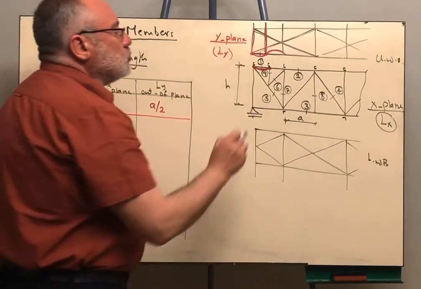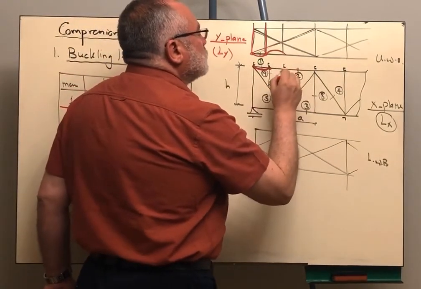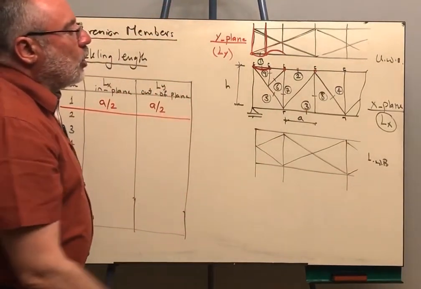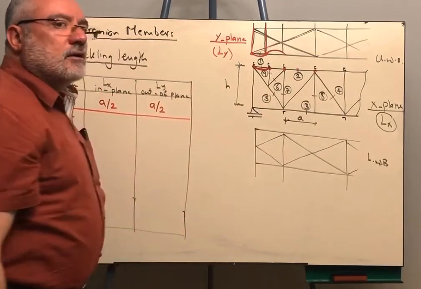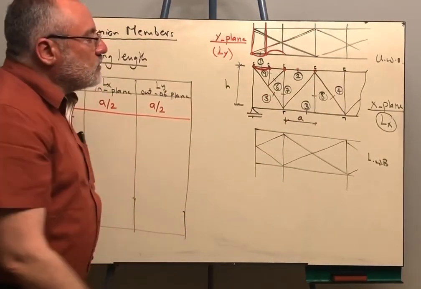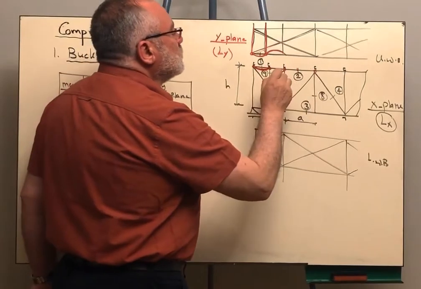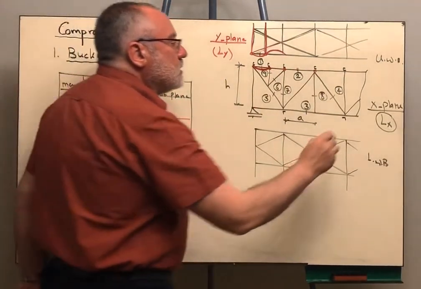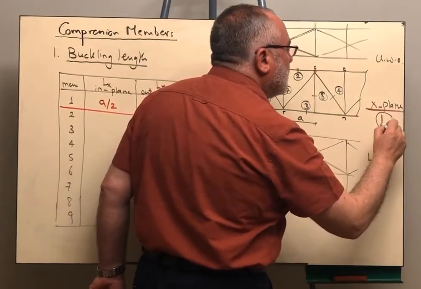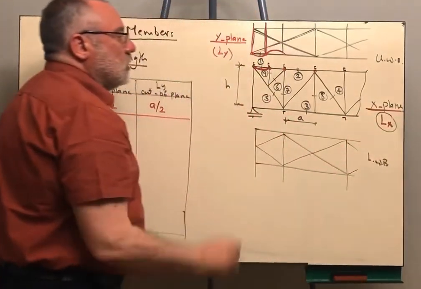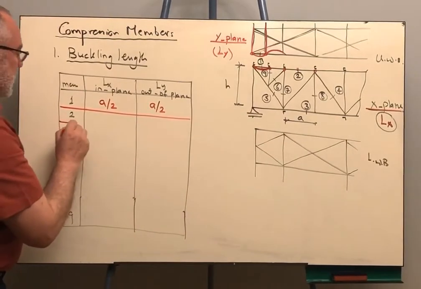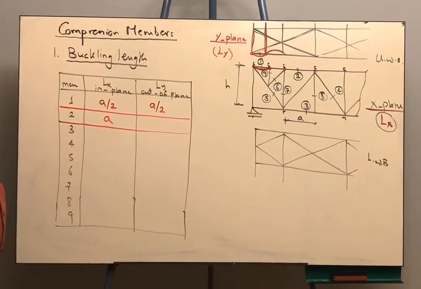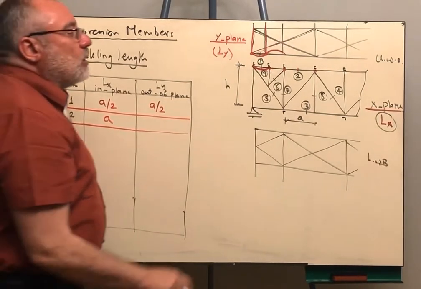Okay, how about member 2? Member 2 in the in plane, it is hinged. All of the members in the in plane, they are all hinged. So therefore the in plane buckling length will be directly the geometric length of the member that appears in the X plane or in the elevation of the truss. So for member 2, it goes without saying that this in plane buckling length will also be equal to a. How about in the out of plane?